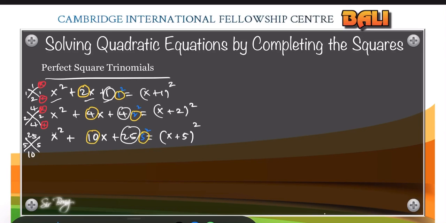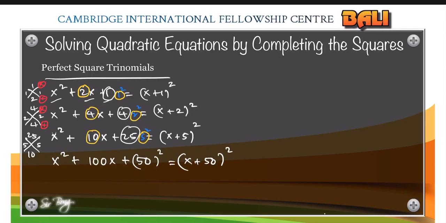So, for example, if this is x squared plus, say, 100x, the third term must be one half of 100, which is 50. Then you just have to square that one, and this is just equal to x plus 50 squared.